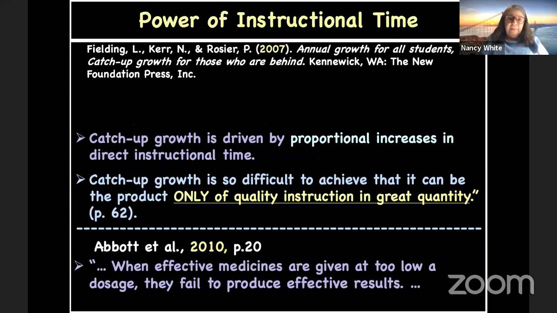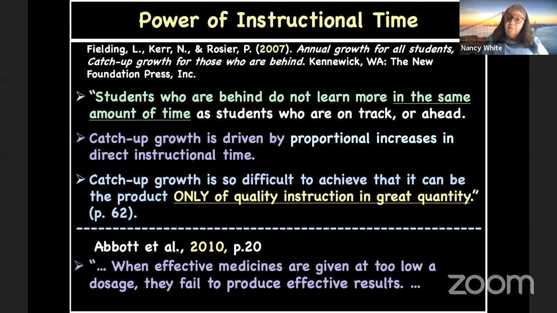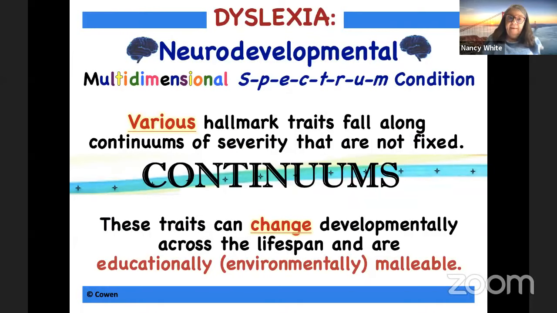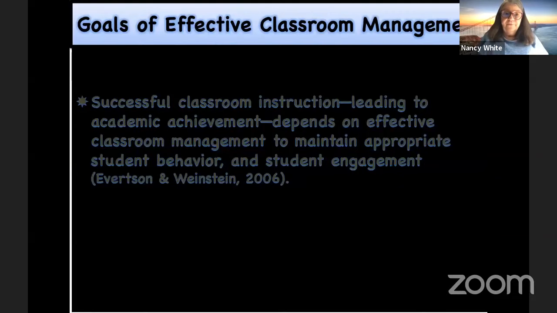Instructional time. Students who are behind don't learn more in the same amount of time as students who are on track or ahead. So the students who are behind need more explicit, more systematic, and more instruction and practice. We talked about the fact that dyslexia, for example, as a language-based learning disability, is on a continuum, and there are some who are more and some who are less affected. Just like everybody else, every person with dyslexia has a slightly different pattern of learning strengths and weaknesses, but they all benefit from being taught the structure of the English language.